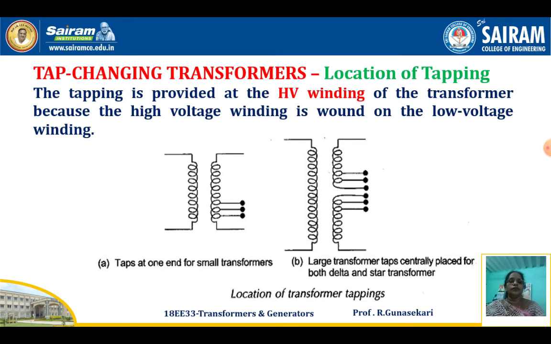Now you see figure B. This is the large transformer. In this transformer, the tappings are centrally placed for both delta and star connected transformers.